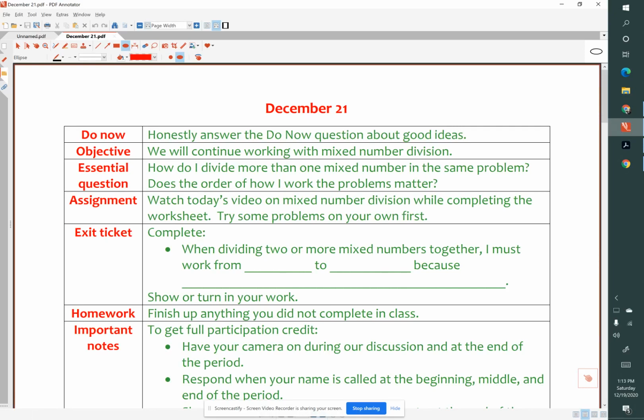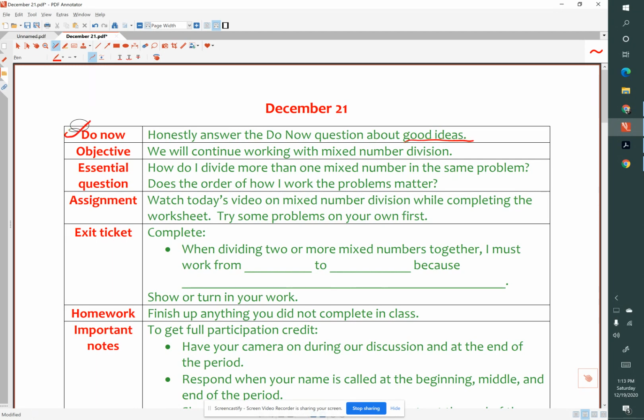It's getting very close to Christmas and our winter break, but we do have some math to do today. And hey, today we're going to challenge you a bit with this division of fractions. And then after the holiday, we're going to move on to a new topic, which is exponents. So let's get started. Today we have a do now question about good ideas. So I'm anxious to see what you have to say about that.